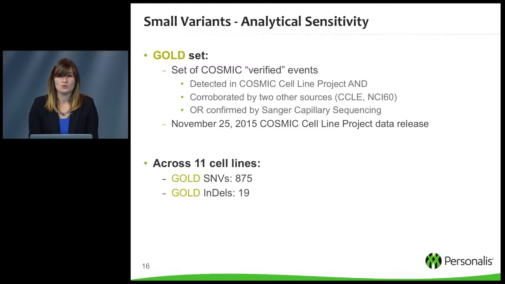Now, what do I mean by gold variants? Since gold standard reference samples are not really available for the breadth of the assay that I'm discussing, we curated a gold set of somatic variants using the COSMIC verified events. Now, these events were detected in the COSMIC cell line project in the same cell line as we detected it, and was also verified by two other sources, CCLE, the Cancer Cell Line Encyclopedia, and NCI 60, or was independently confirmed by Sanger. So in total, across these 11 cell lines, there are 875 such gold SNPs and 19 indels.